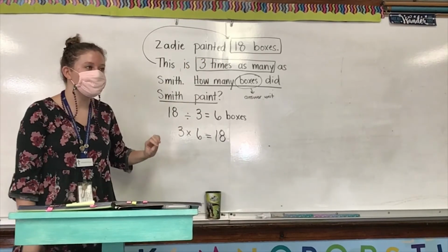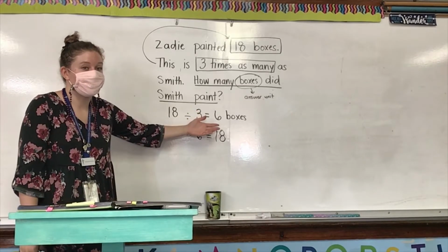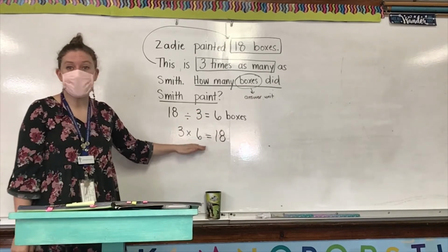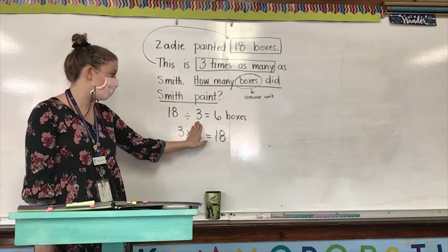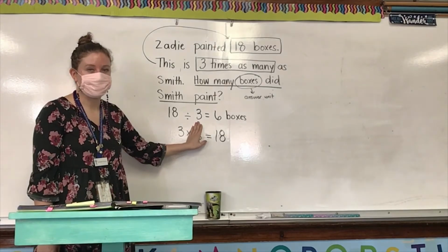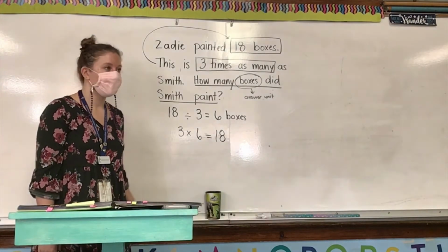But to solve it, since we may not know this yet, even though you should all know it because it's just a basic fact for division, then you can solve it using the related multiplication fact. 18 divided by 3. Well, 3 times what equals 18? We know it's 6, so that means 18 divided by 3 equals 6.